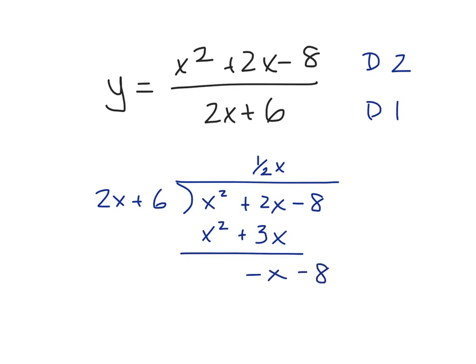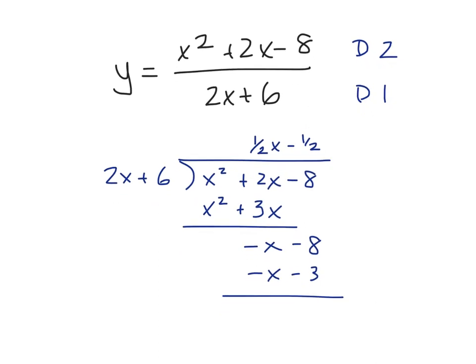We can ask ourselves, now what multiplies by 2x to get negative x? And the answer is, again, we would need to get rid of that 2, so it's going to be negative 1/2. Multiply it back out, you're going to get negative x, and then negative 1/2 times 6 is going to be negative 3. So when we subtract those two things, we get negative 8 plus 3, which is negative 5. And that is our remainder.